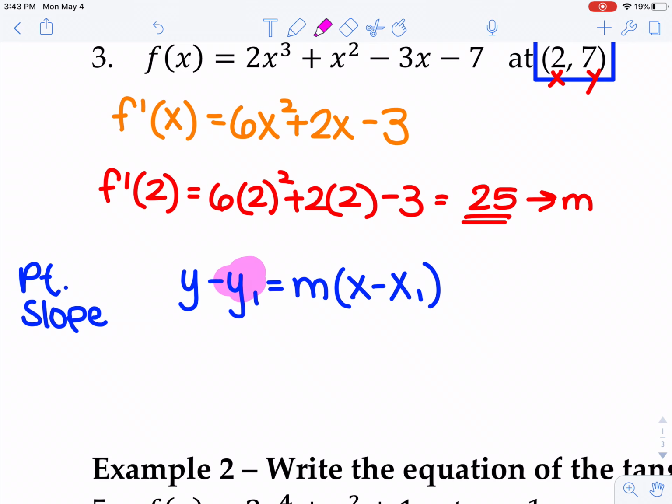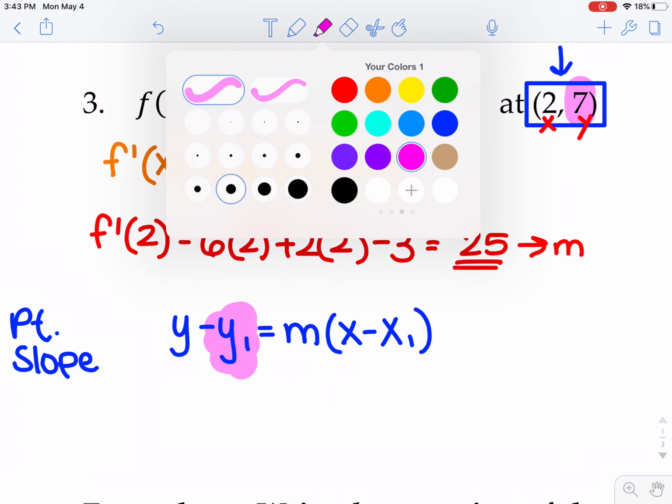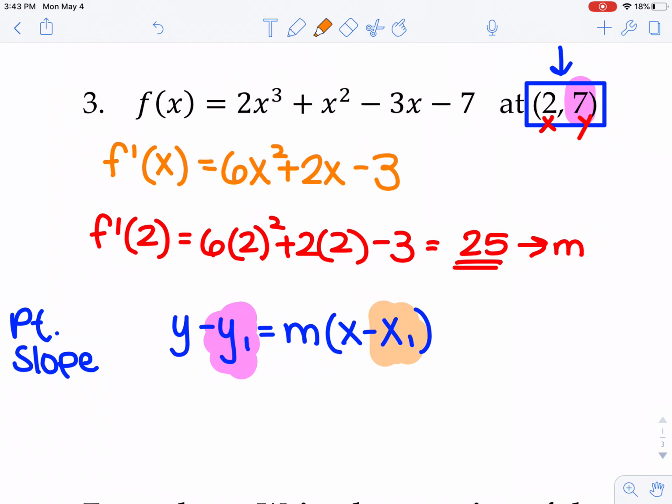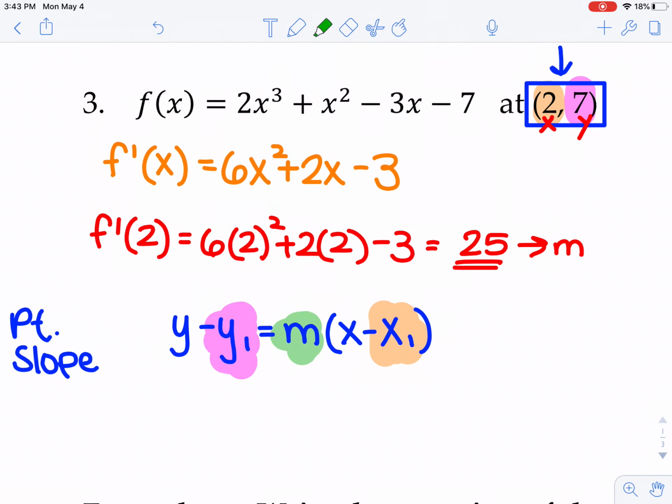So, my y value in my equation comes from the y value of the point. The x value in the equation comes from the x value of the point. And last but not least, the slope in the equation comes from that derivative that I just plugged into. So I've got all the pieces of the puzzle. We just plug and chug, guys.